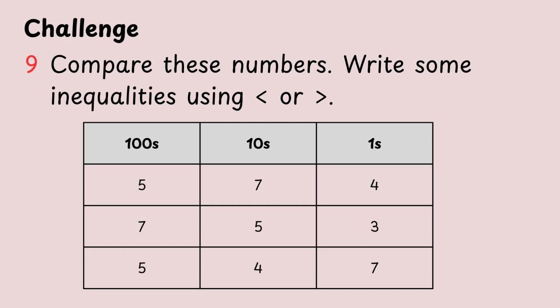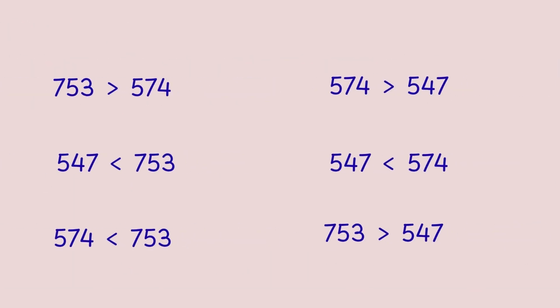So we already know that 753 is the greatest number. After that, 574 is the second greatest number. And 547 will be the smallest number. So we can write the inequalities like this. 753 greater than 574, 547 less than 753, 574 less than 753, or 574 greater than 547, 547 less than 574, or 753 greater than 547.